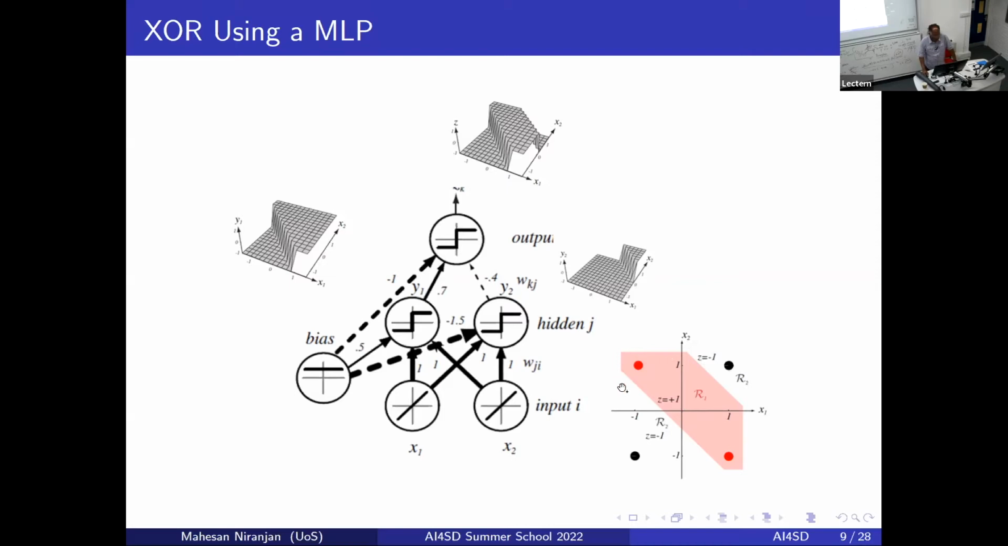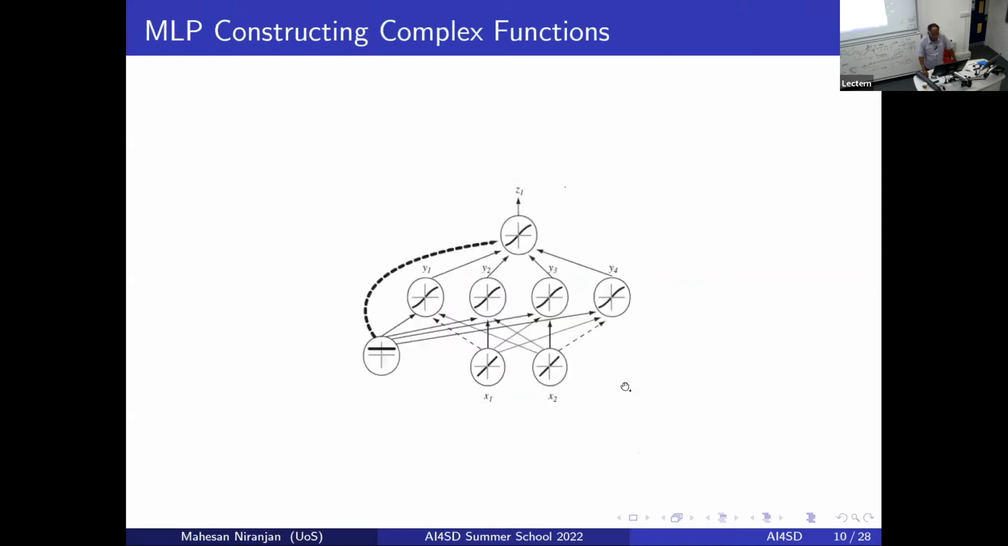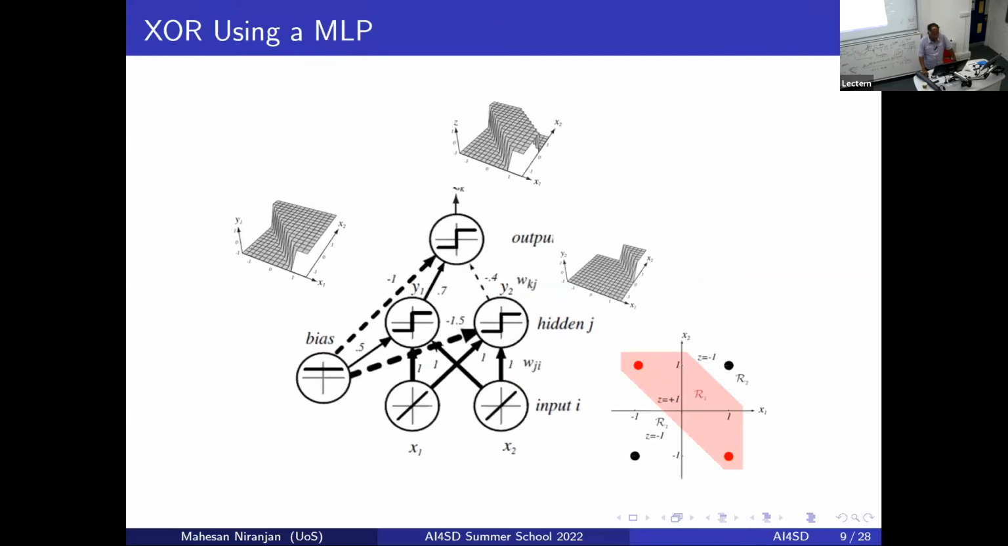But we could do this by this circuit. So we have 2 inputs coming here. Each one constructs a boundary. One constructs this boundary, the other one constructs this boundary, and their responses are going to be like this one for the one on the left, and that one for the one on the right. And then if I cleverly combine these 2 in the next layer, I construct that one.